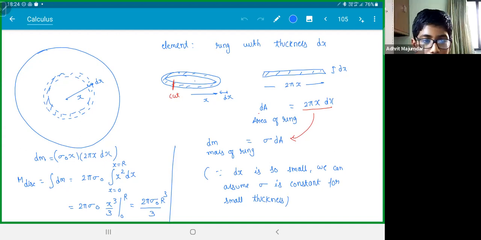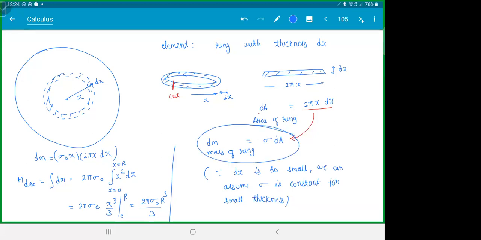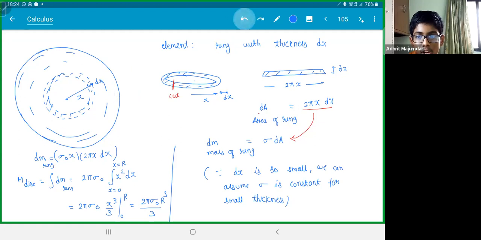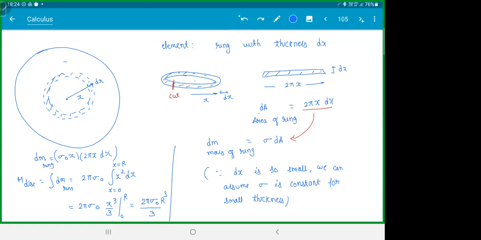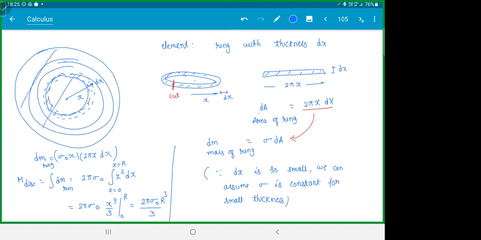Sir, can you explain the dm and the mass of this part? Yes, did you understand this thing? Yes, sir. So this is the mass of one ring, right? The disk is made of multiple rings, isn't it? So what is the meaning of this symbol? Summation, yes, summation of all values that we take. So when I put this integral of dm, what does it mean? I'm adding the mass of all the rings. So if I add the mass of all the rings, I get the mass of the full disk. Is that making sense?